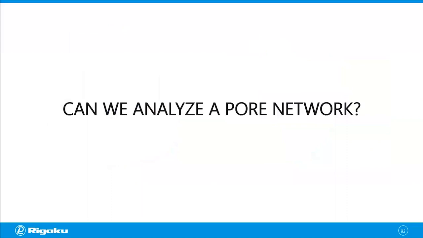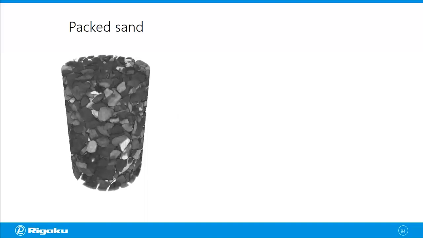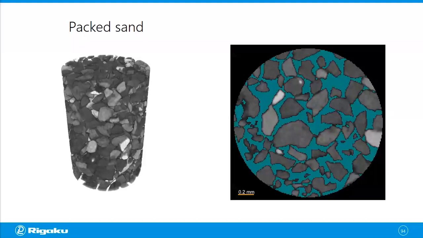The next topic is a pore network. Can we analyze a pore network? Yes, and this is, I believe, a very common analysis that people do with rocks. Let's take a look at a couple of examples. We're going to use this packed sand as an example. This is just a raw CT scan image. The first step of a pore network analysis is to segment the void space like this. So this is the segmented void space.